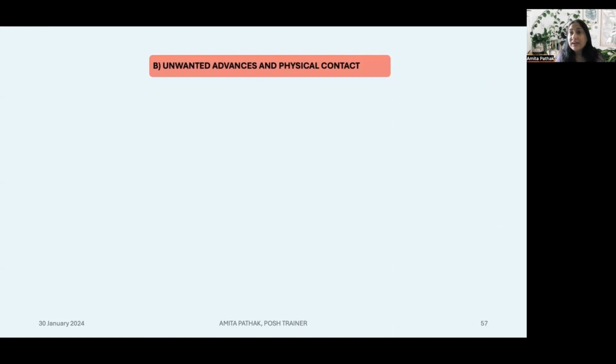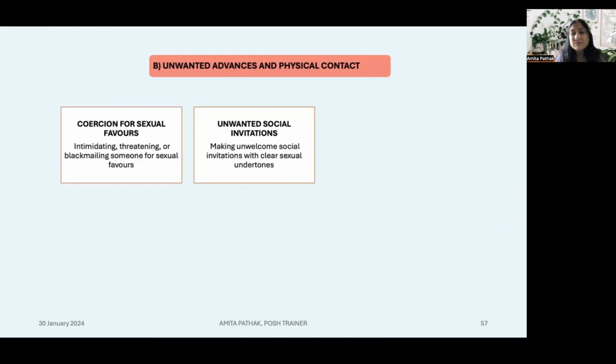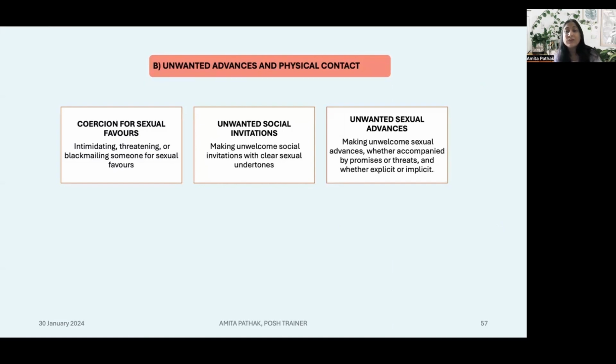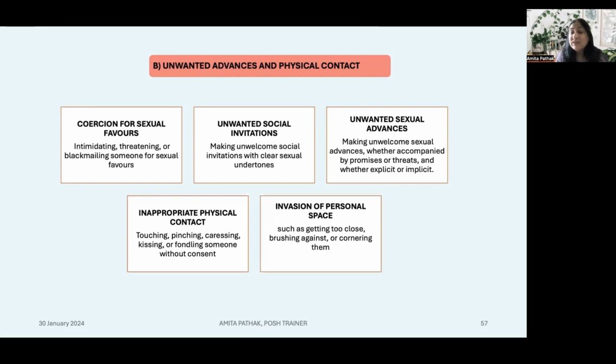The next category is unwanted advances and physical contact. Coercion of sexual favors: intimidating, threatening, or blackmailing someone for sexual favors. Unwanted social invitations: making unwelcome social invitations with clear sexual undertones. Unwanted sexual advances: making unwelcome sexual advances, whether accompanied by promises or threats, and whether explicit or implicit. Inappropriate physical contact: touching, pinching, caressing, kissing, fondling someone without consent. Invasion of personal space: getting too close to someone in a team meeting, or brushing against or cornering someone. So these are the unwanted advances and physical contact.